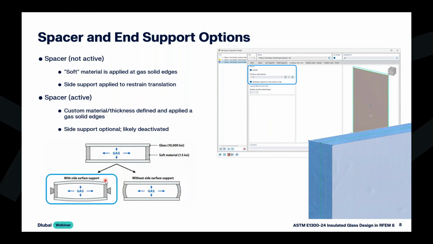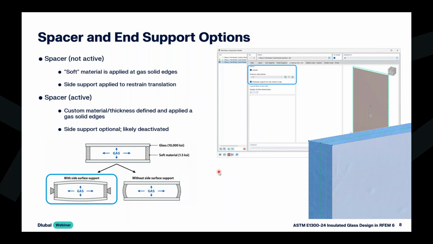So again, looking at the same view here, we are going to apply these side supports, and that's this green dotted line here all along the edges. That way, when the gas begins to expand, we're going to see deformation of the glass solids themselves.